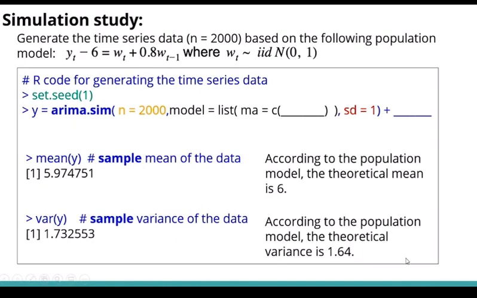So the population mean is 6, the sample mean is 5.974751, and the theoretical variance is 1.64. The sample mean is that.